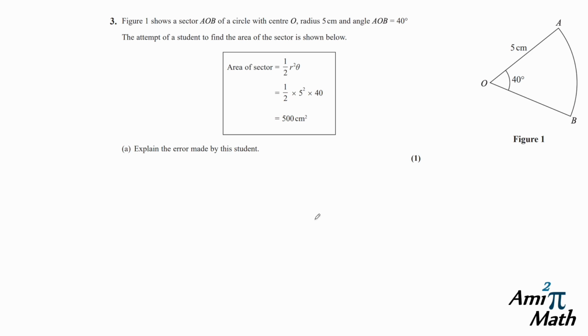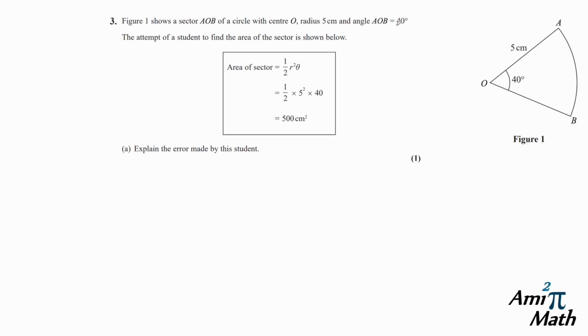Okay, question 3. Figure 1 shows a sector AOB of a circle with centre O, radius 5 and angle AOB equals 40 degrees. This is the attempt of a student to find the area of the sector, and we need to explain the error. So the first thing that they've done is they've used the correct formula for area of the sector, which is half r squared theta. And then they've used half and the radius as 5, which is correct, and the theta value as 40.